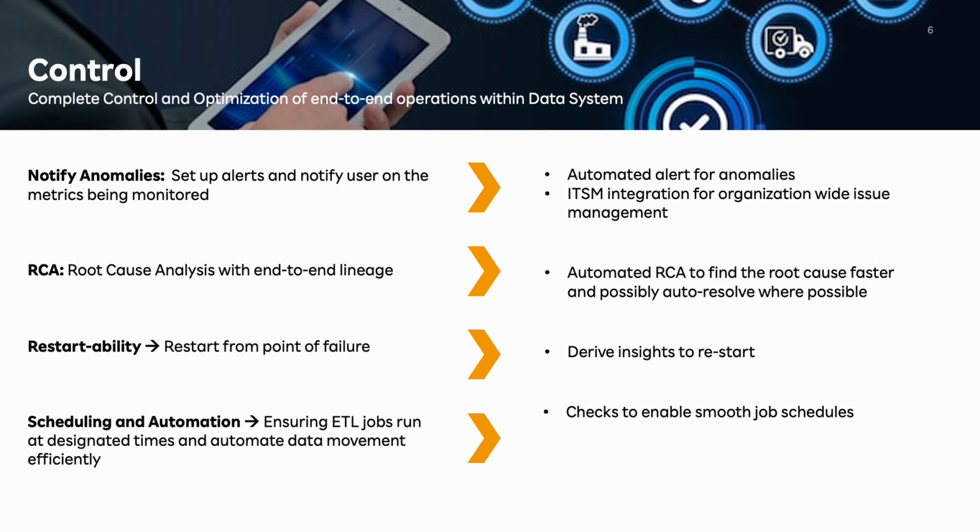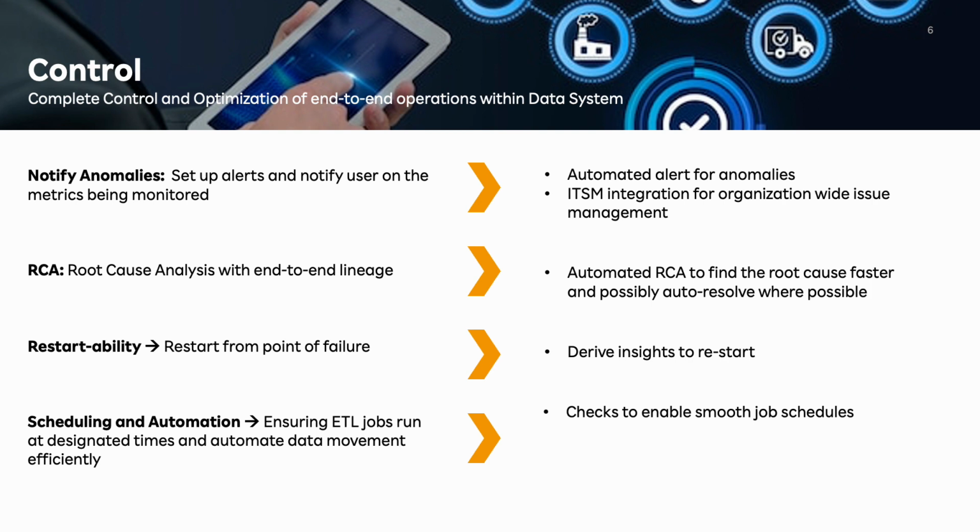Your job may be running fine, but the data volume that's flowing through your data tables is not expected or not as usual, or you may have issues like your pipeline has broken down because of some schema validation. Any kind of issues that happens, you should be able to notify. Automated alert, and in many cases, if you have an ITSM integration to an organization-wide ITSM tool like ServiceNow, that's even more helpful for you.